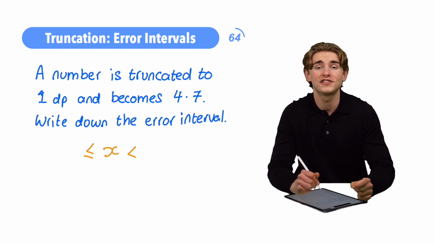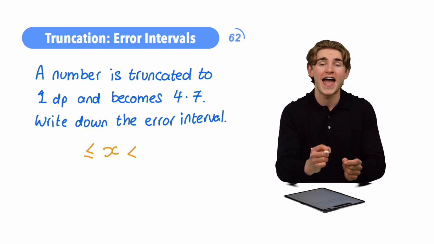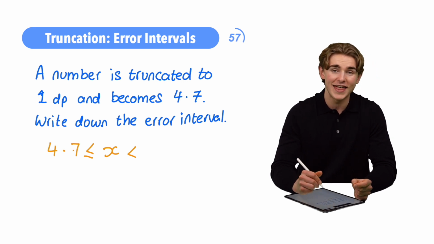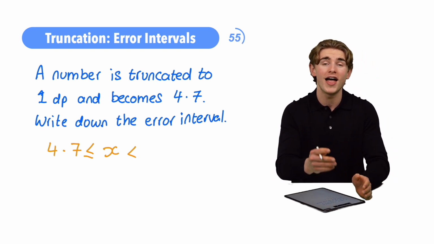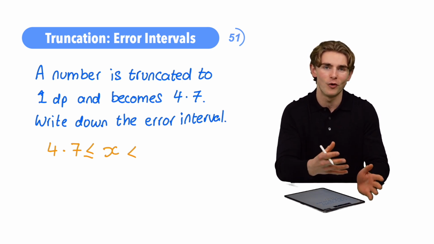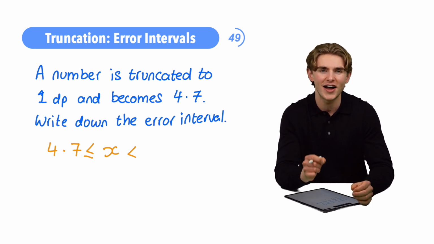Now, what are our values going to be? The smallest possible value that x could have been before it was truncated is going to be 4.7. Why is that? That's because that's going to be the smallest possible number that when we chop off every single number after the 7 would give us 4.7. Try and wrap your head around that, guys. It's a little bit tricky.